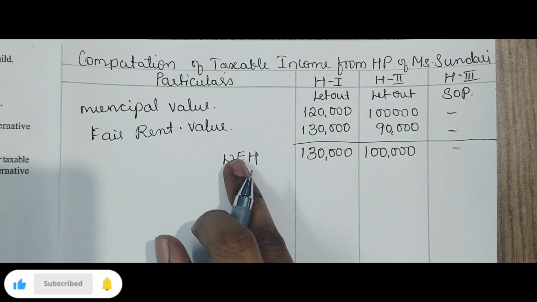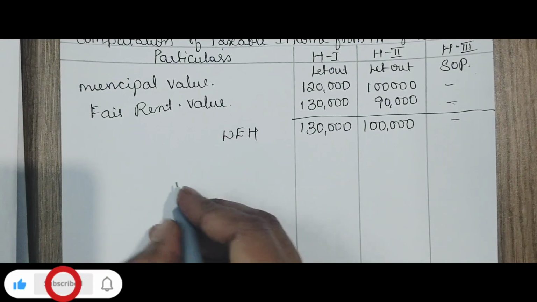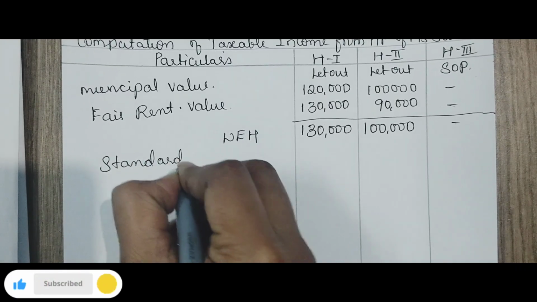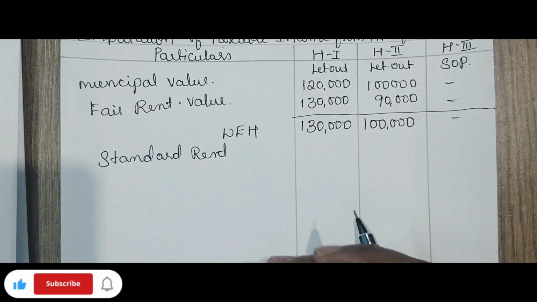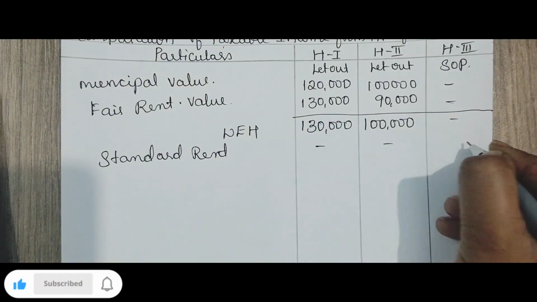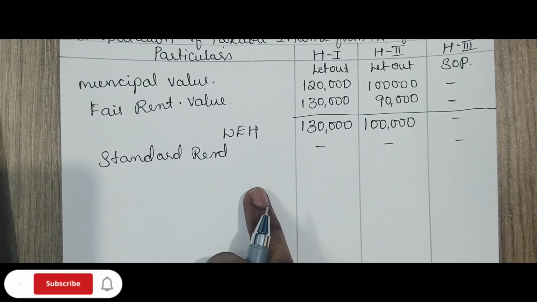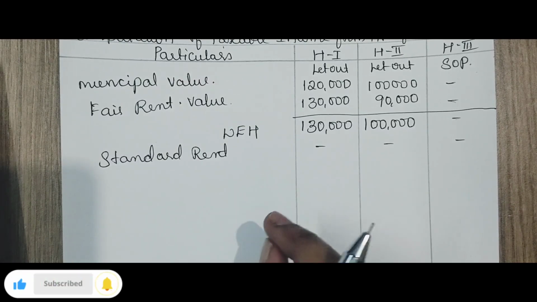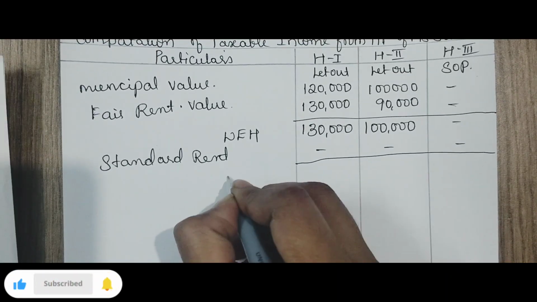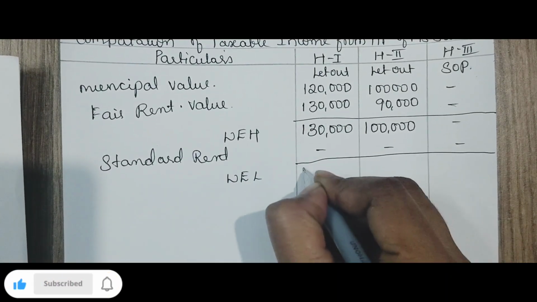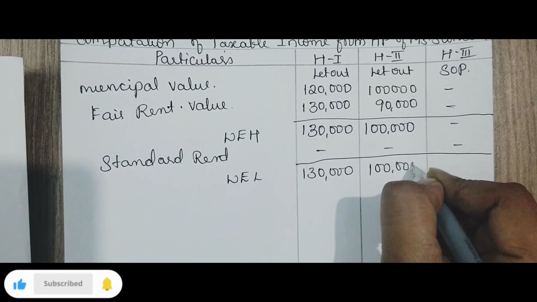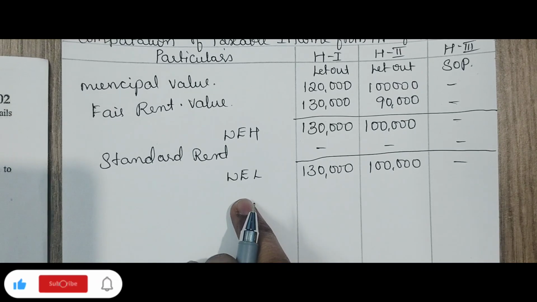Now, this value you compare with the standard rent. The standard rent is not given, so leave it, but you should not skip writing it in the format. Even if it is not given, you have to show it in the format. Remember this. Whichever is lower, you take the same amount. 1,30,000 and 1 lakh will be your expected rent.